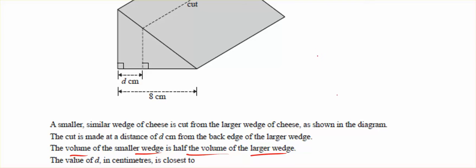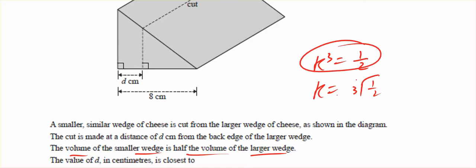Okay, so we know the volume of the smaller wedge is half the volume of the larger wedge. K cubed is equal to half. Okay, so my K value would equal the cube root of a half, if that makes sense. Because if this is K cubed, then K must be the cube root of that answer. Now, I know I need to get a K factor relating D to 8.